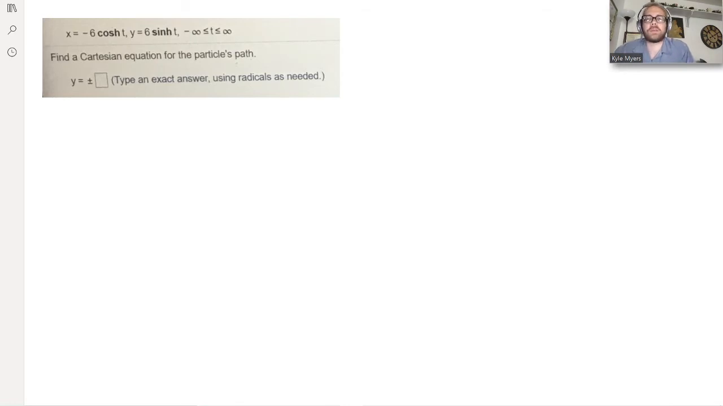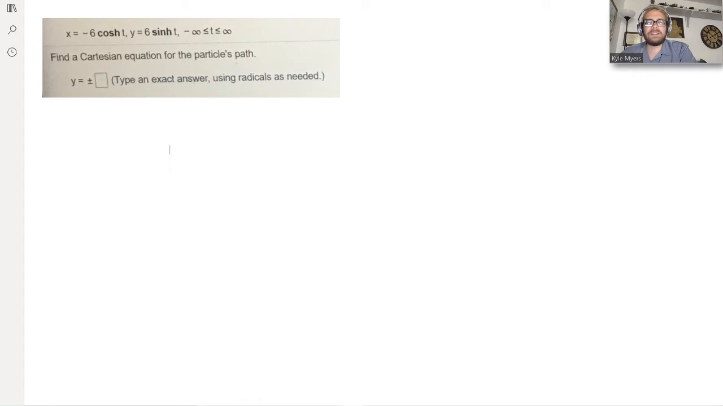Today I want to do a quick problem on Cartesian equations based off of when you have x equals a t function, y equals a t function, so we call them parametrics. And this particular one is really interesting, so I thought I would share it with you. It's x equals -6 cosh t, y equals 6 sinh t, and t goes from negative infinity to infinity.